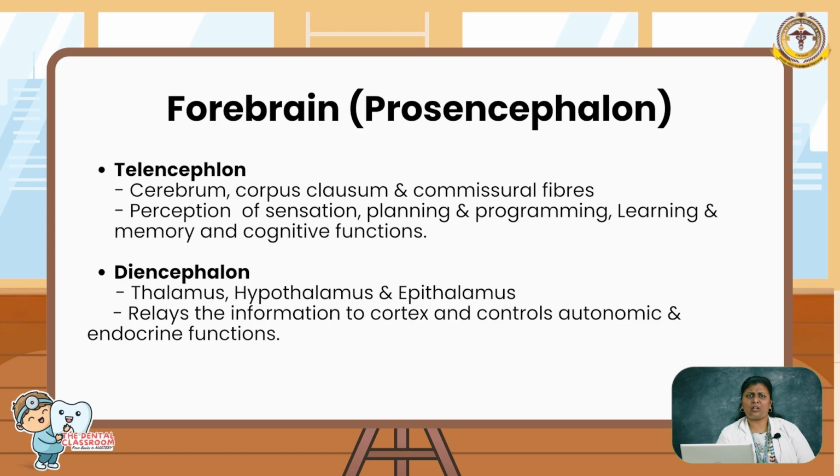So we'll see what are the parts of these three main structures, that is forebrain, prosencephalon. So it has two different parts, that is the telencephalon and diencephalon. This telencephalon includes the cerebrum, that is the cerebral hemispheres, and corpus callosum. So this helps in perception of all the sensation and planning and programming of all our movements or whatever thought processes. Everything is planned and programmed by this part only, and learning and memory are also helped by the telencephalon only. So the telencephalon participates in perception of sensation, programming and planning, learning and memory.